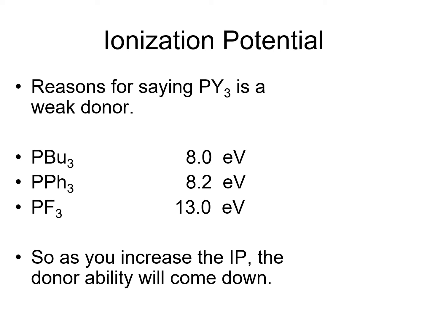If I have PF3, the fluorine is a very strong electron withdrawing group, so PF3 turns out to be a poor donor. The ionization potential is much higher. It is close to 13 electron volts. So as you increase the ionization potential, the donor ability of the ligand appears to come down. This is a trend that we would expect intuitively, and it seems to fall in the same trend as, if you remember your graph, the order in which they are found.